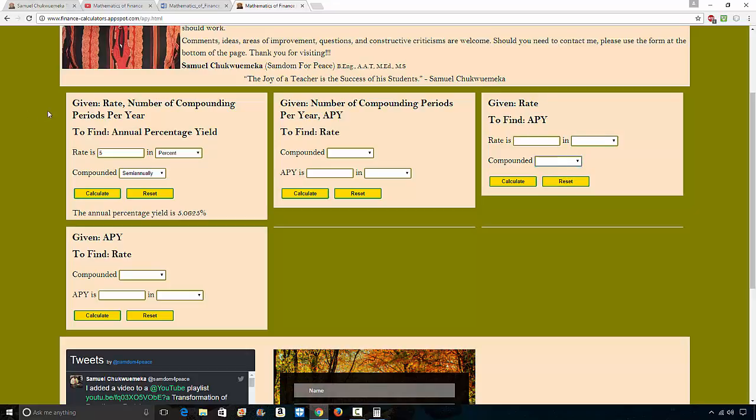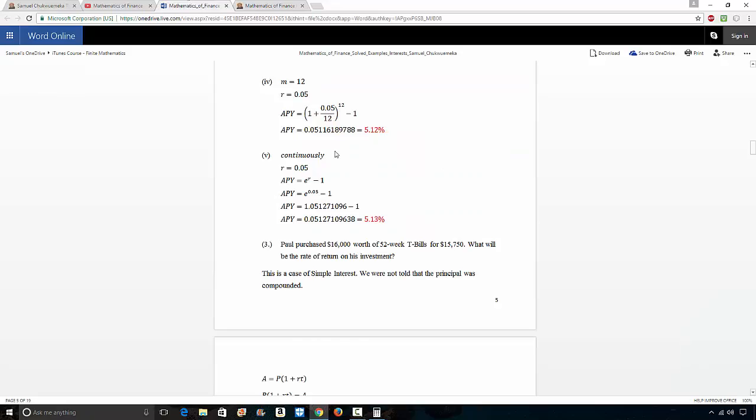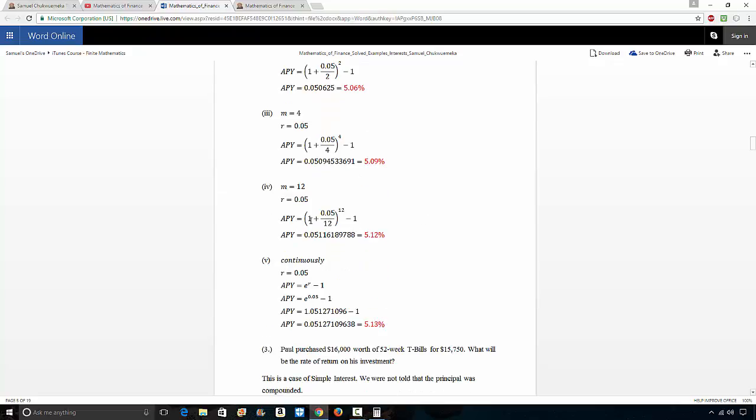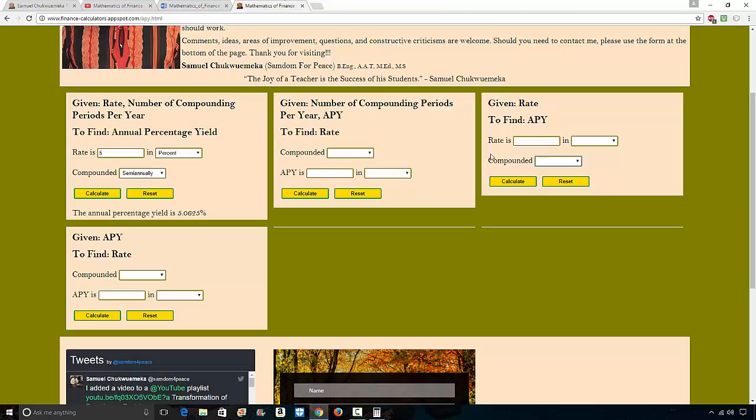Because some people will ask me, how do you differentiate? How do you find this? With compound interest, you have both the rate and the number of compounding periods per year. But with continuous compound interest, the APY is, you just have the rate only. So if you're using this to check, this is what you're gonna use, and you see this is just compounded continuously. But this one has all the other options.